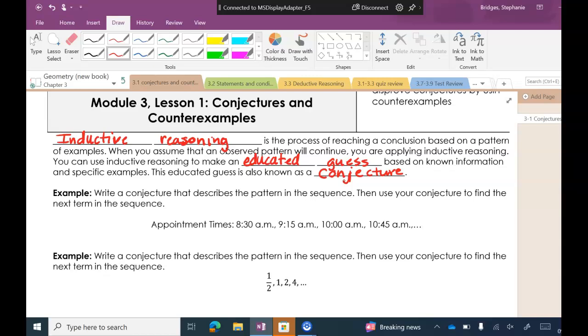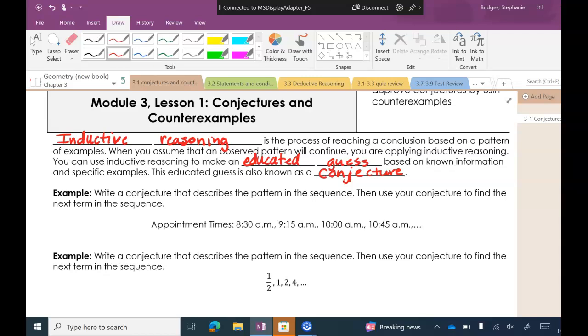So, for example, the first one says appointment times. My first appointment time is at 8:30. My next appointment time is at 9:15. The next appointment time is at 10. The next one after that is at 10:45. So the first thing I have to do is figure out what the pattern is. How far apart are these appointment times? Okay. 45 minutes. Okay, so that's my conjecture.